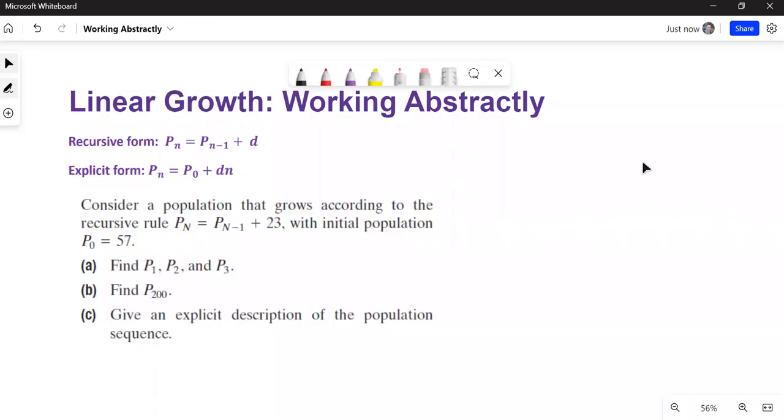Welcome to a video on linear growth working abstractly. Let's get right into it. In the previous video, I talked about these two formulas for both a recursive form and explicit form for linear growth. Let's look at this example.